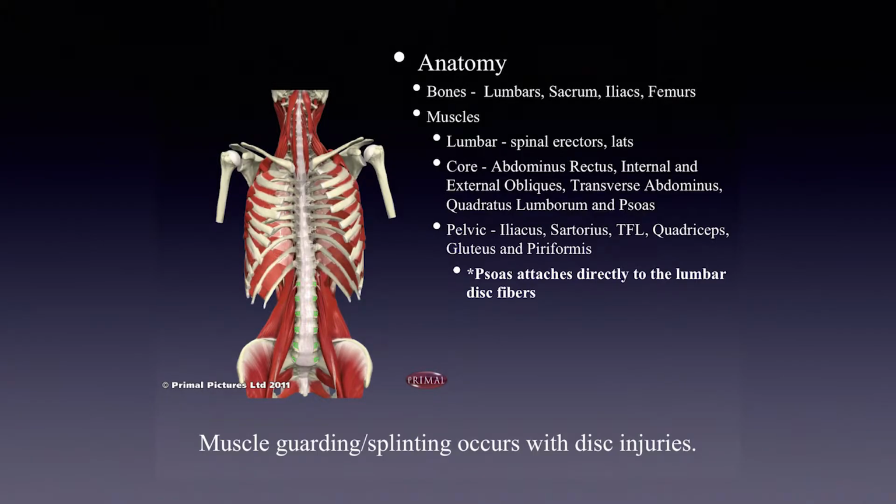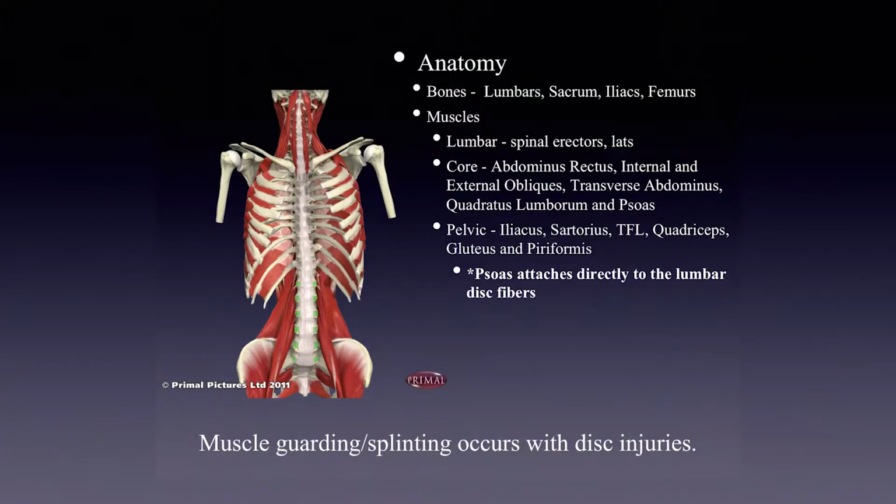Okay. On the muscles associated with all that, in the lumbar spine we've got spinal erectors and the lats, the latissimus muscles, attaching from the arm, coming down and attaching into the spinous processes all the way down to the sacrum and the top of the SI joint. So if a lat is a little dysfunctional, it can create a lot of distortion in that low back.